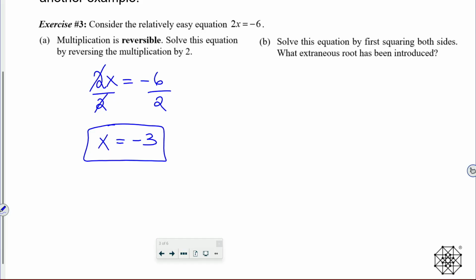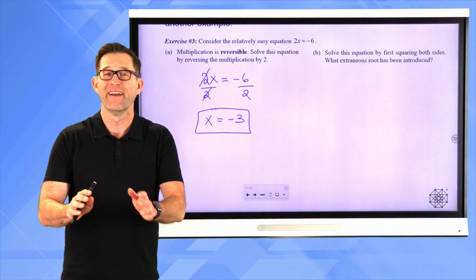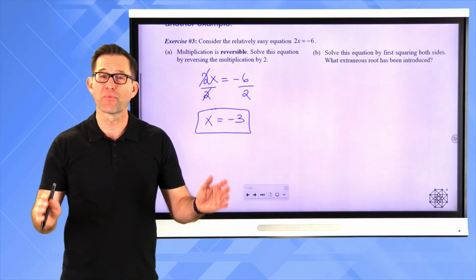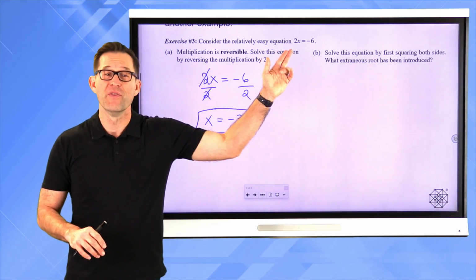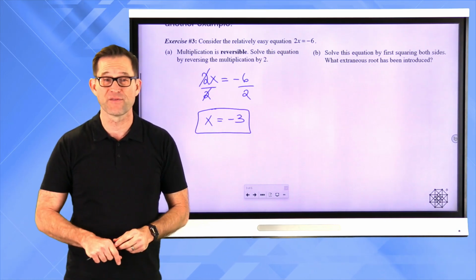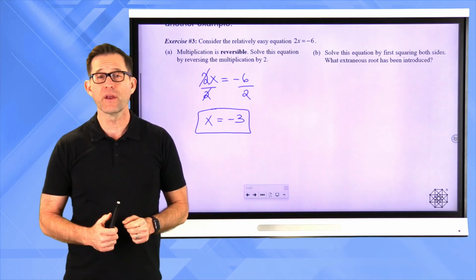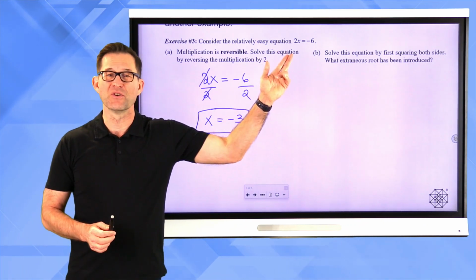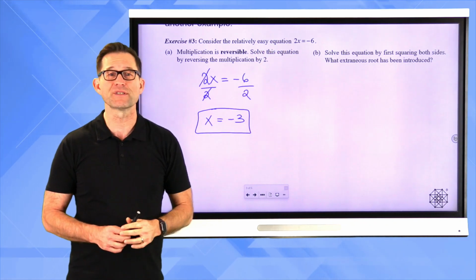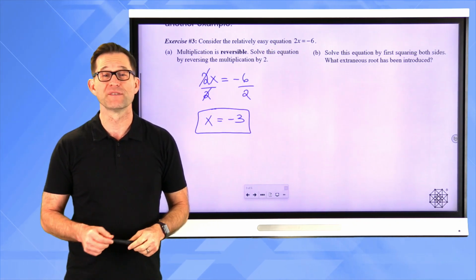Letter B. Solve this equation by first squaring both sides. What extraneous root has been introduced? So okay, even though in your wildest dreams you probably wouldn't want to solve this equation by squaring both sides first, nobody says you can't do that. So I'd like you to pause the video right now and solve this equation by squaring both sides first and then coming up with the solutions.